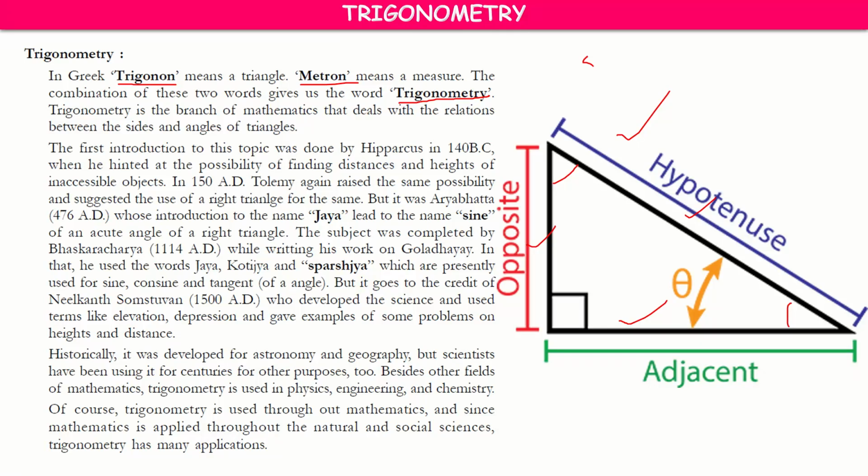Like sine, cos and tan. Sine, cos and tan are the three trigonometric ratios. Actually everybody will say that there are six trigonometric ratios. No, we have only three: sine, cosine, tangent. The full names are sine, cosine, and tangent. Only three trigonometric ratios we have.